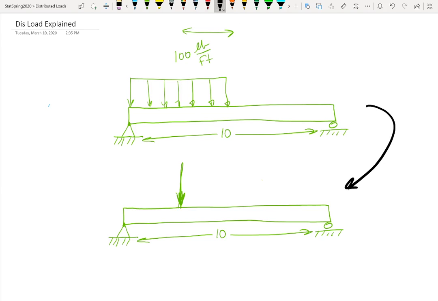So we want these two to be exactly equivalent. That means that I want the reactions to be the same. So the question is what would this force be, and how far over from, say, the left would this distance be, such that this load right here, imagine it like this: you've got a reaction on the left, and you've got a reaction on the right. For this to be equivalent, they have to be the same.